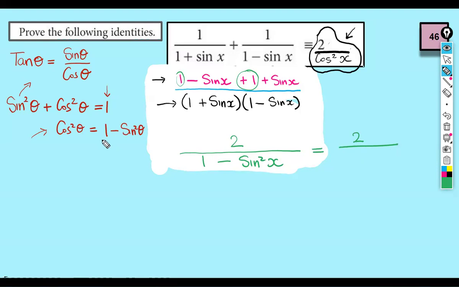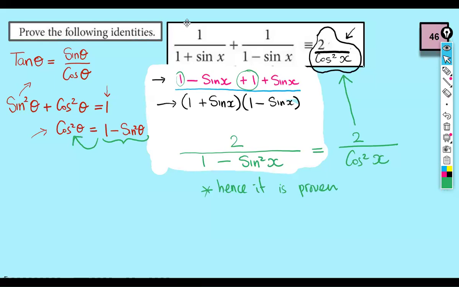Because anywhere in maths, you see 1 minus sine squared, it's perfectly okay to throw it away and replace it with cos squared x. It looks exactly like the right-hand side. Hence, it is proven, right? In the exam, you have to write a sentence: hence, it is proven, or hence, the identity has been proved, but write a sentence afterwards.